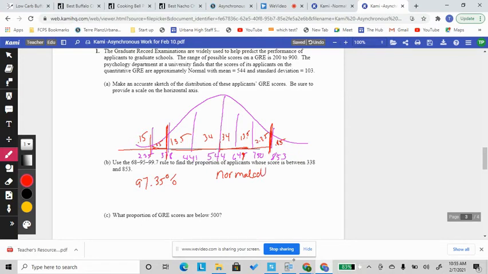You could also use that normal CDF function. Watch how I can do this. I can go to my calculator, and in the normal CDF, the lower bound is 338. You can use raw data too. Upper bound, 853. And then the mean in raw values was 544, and the standard deviation was 103. Lower, upper, the mean, and then the standard deviation. You can use raw values or Z-scores. When we're doing Z-scores, the mean is 0 and the standard deviation is 1.